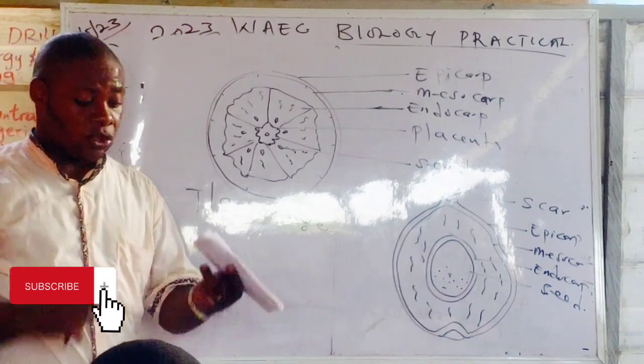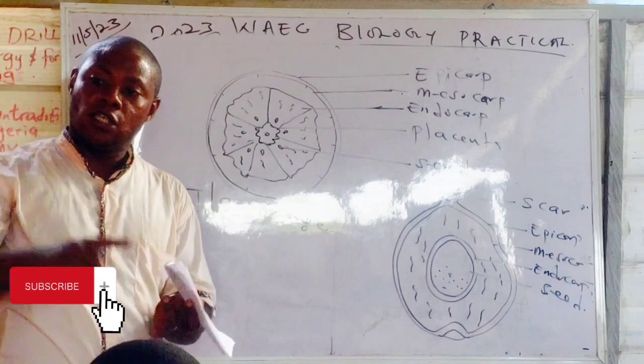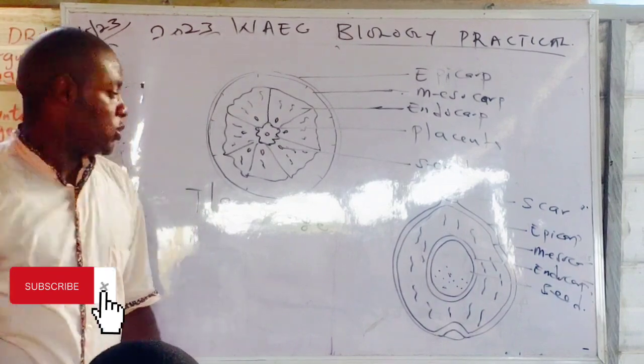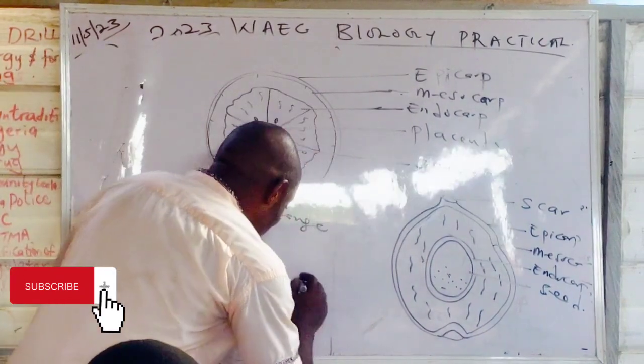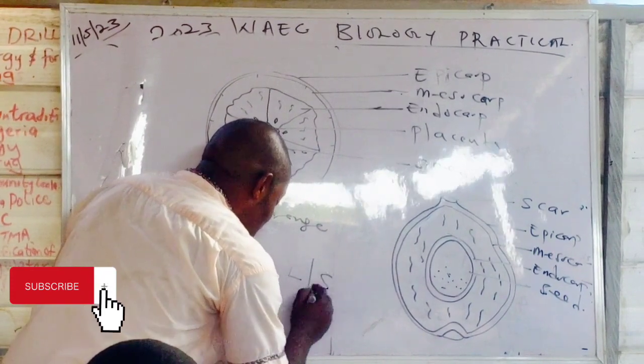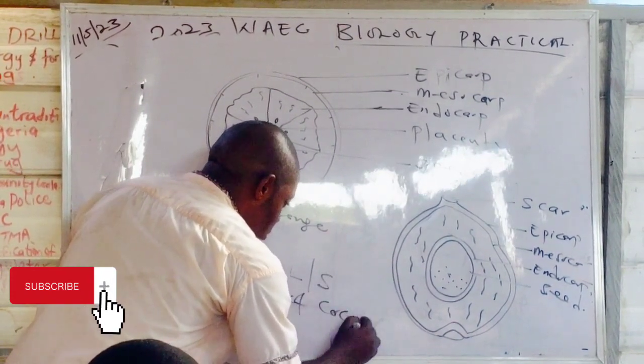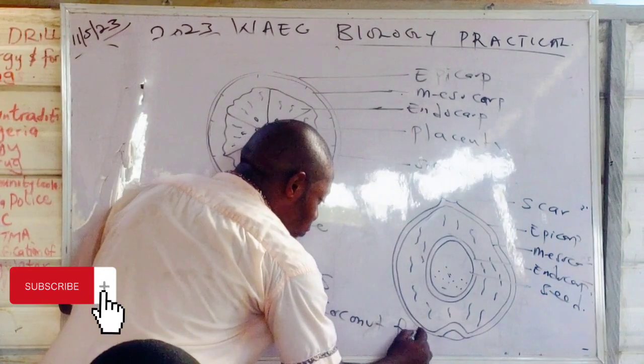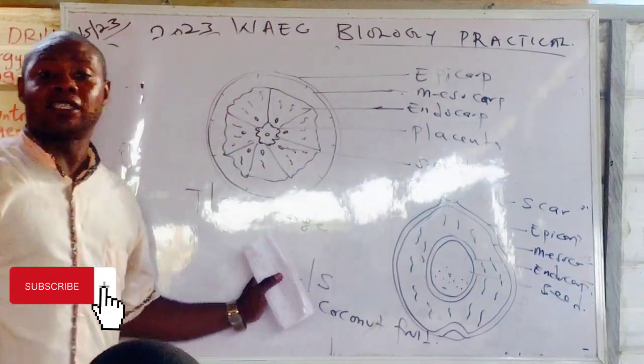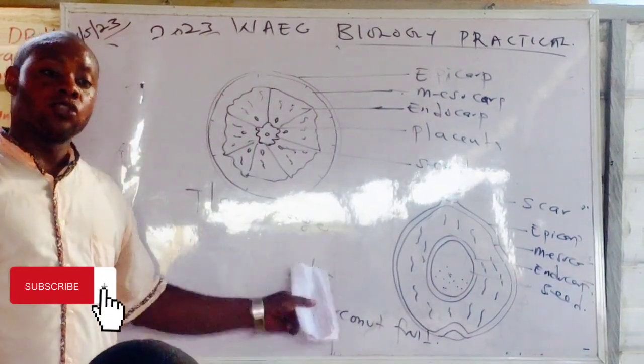Don't forget what I told you, your alignment, your clarity, your label, and your title. So clearly with pencil, you just write LS, longitudinal section of what? Of coconut. Don't just write longitudinal section of the coconut. No. Longitudinal section of the coconut.